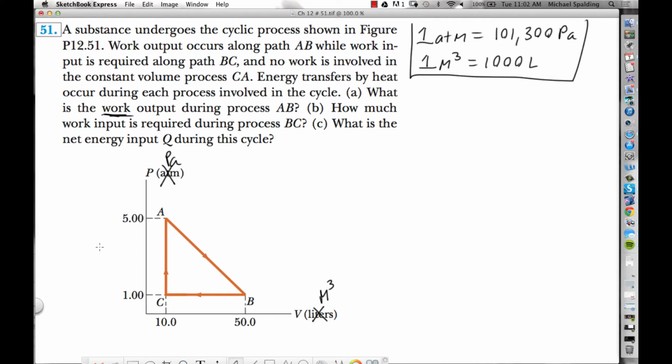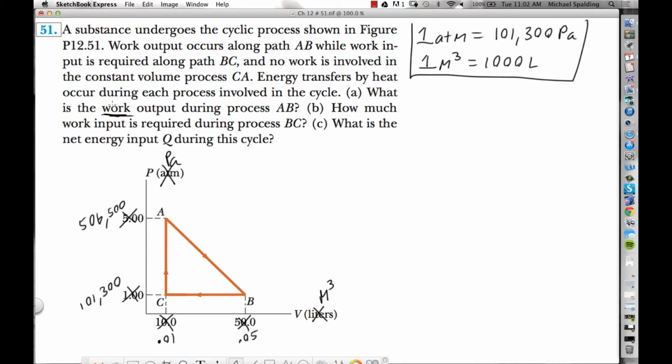So 5 atmospheres becomes 506,500 pascals. And then this is 101,300. 10 liters is 0.01 cubic meters. And that's 0.05 cubic meters. Okay, so now we're metric, right? We want to put this into metric.